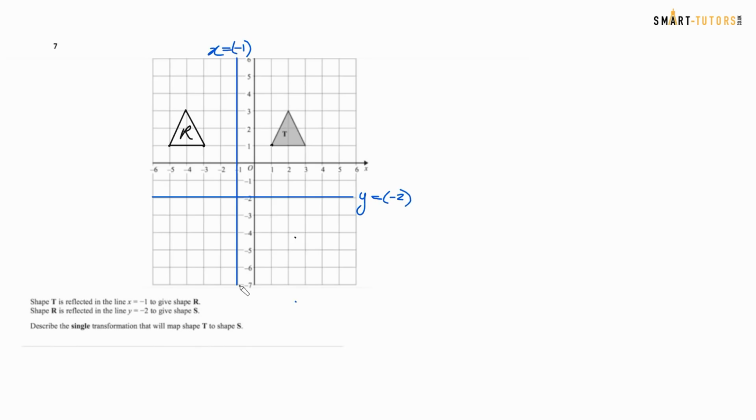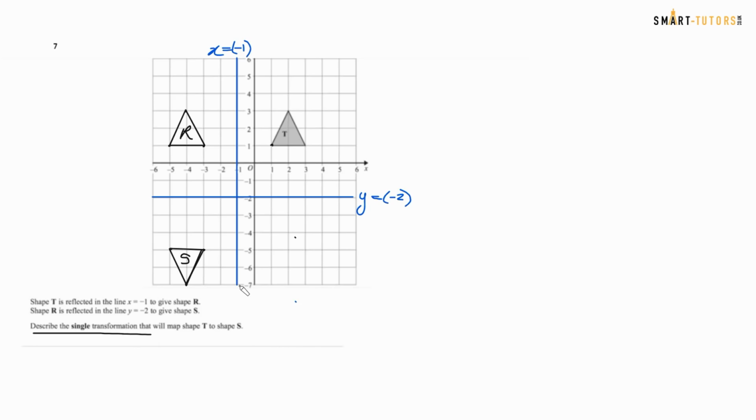The shape R is reflected in the line y equals minus 2 to give the shape S. So now this one is going to be reflected on y equals minus 2. 3 squares away from the mirror line: 1, 2, 3, that is the point. And 1, 2, 3, so this is the point, and the top one is 2 from there. So the image after reflection is going to be like this. So that is the shape S.